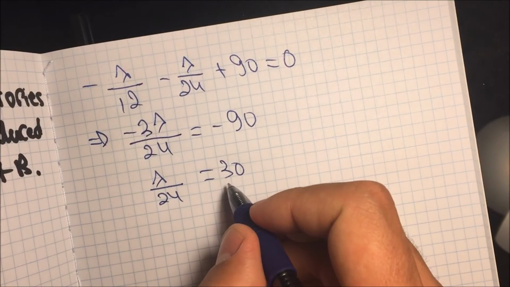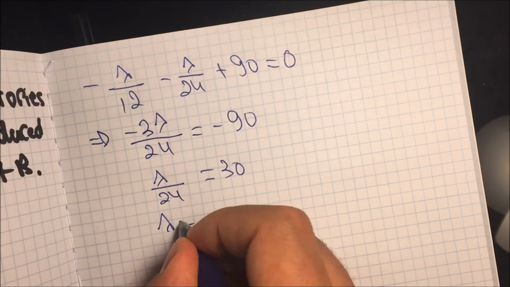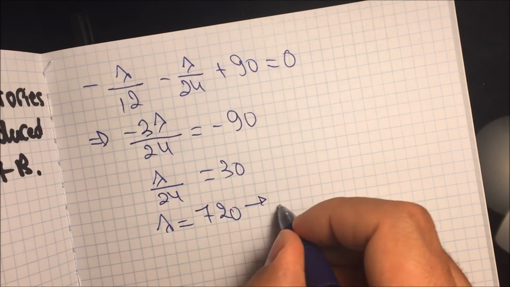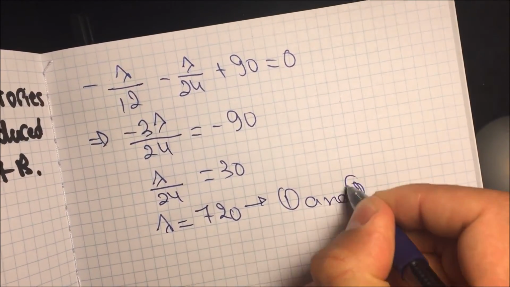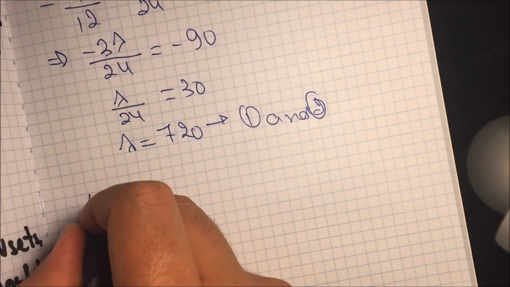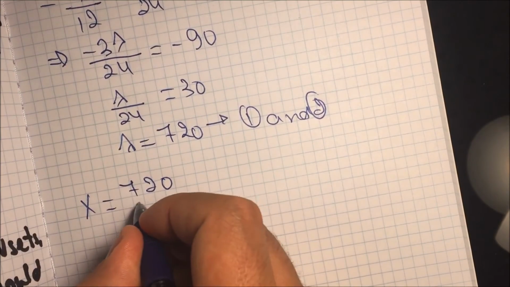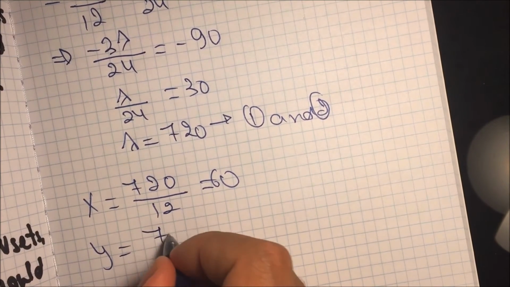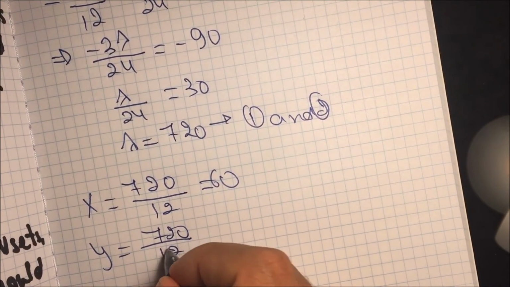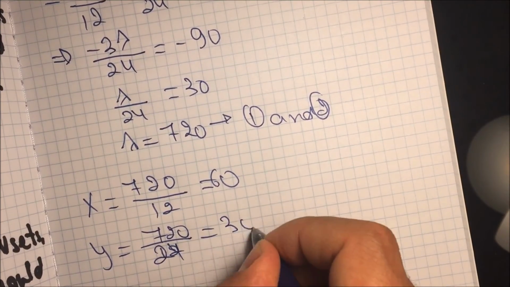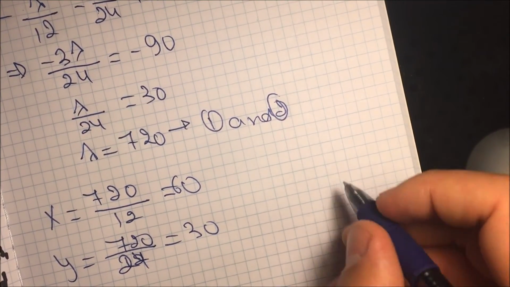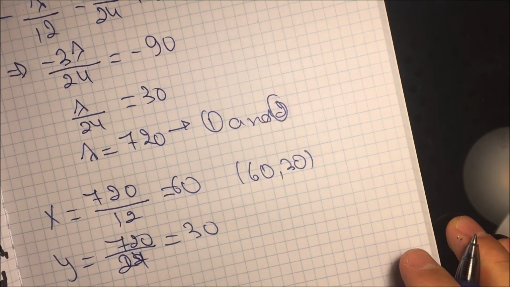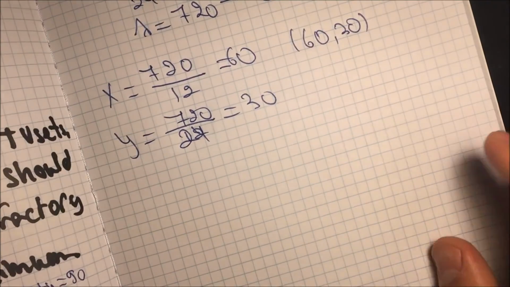So lambda equals 720. We take lambda and put it back in equations 1 and 2. For that we get x equals 720 over 12, which is 60. We get y equals 720 over 24, which equals 30. So we get this answer, 60, 30. Sometimes we find more than one pair, but in this case we only got one pair.